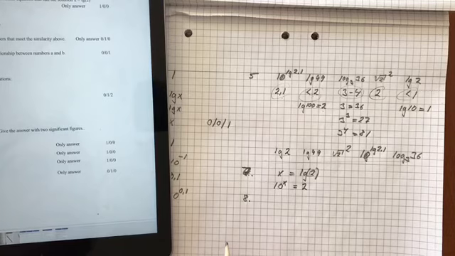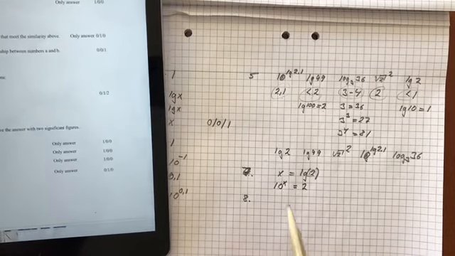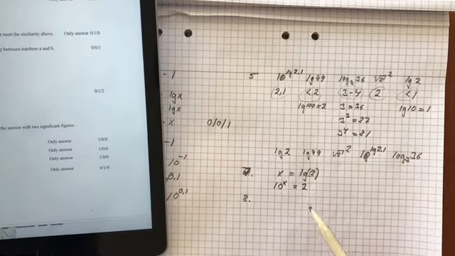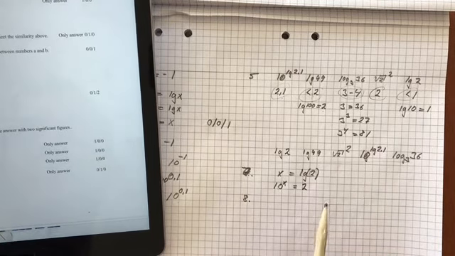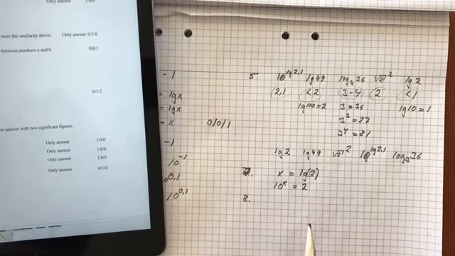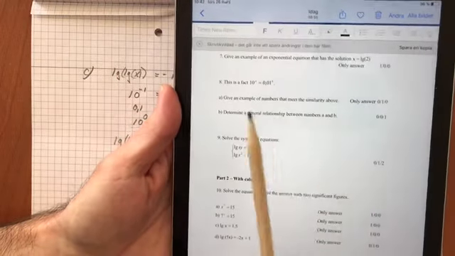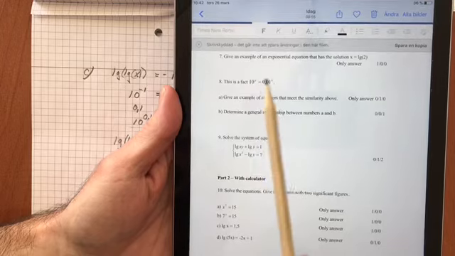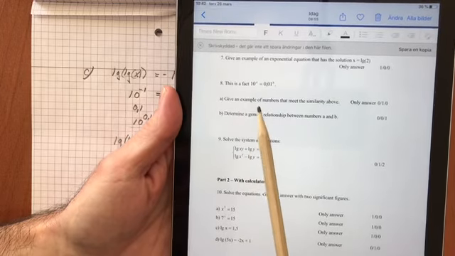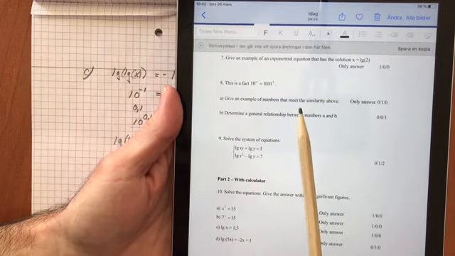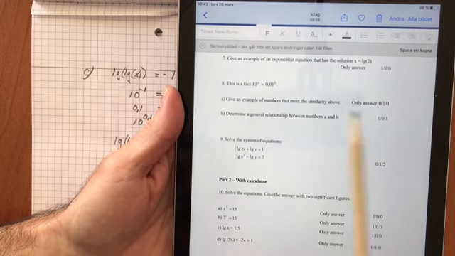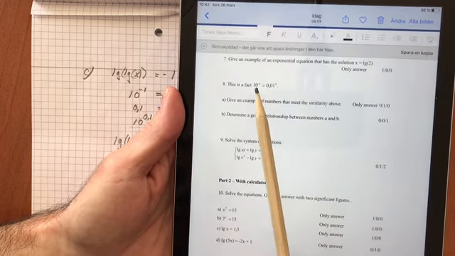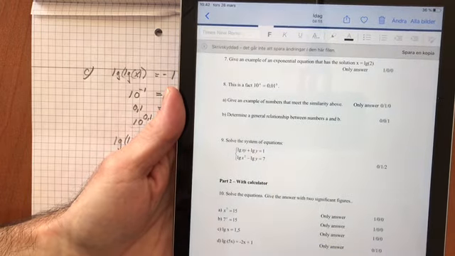Question 8. You can write this down as well in your notebook, and then you will remember it a little bit better. So now there are 2 hard questions here. It says on 8, this is a fact, this is true. Give an example of numbers that meet the similarity above. It's just an answer. Give examples of numbers for A and B, so this is true.